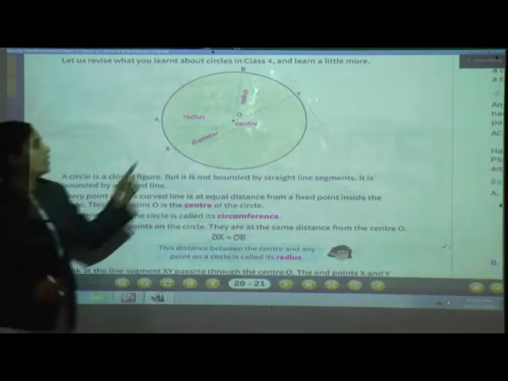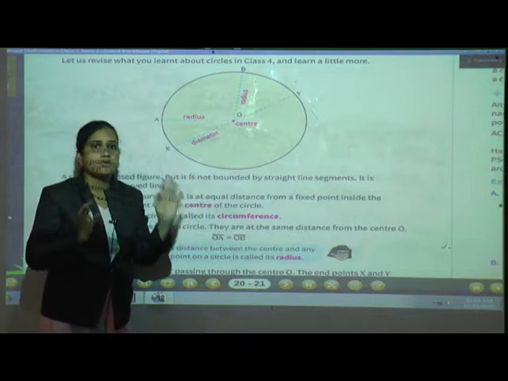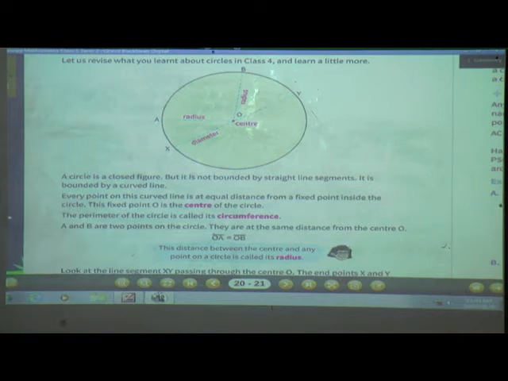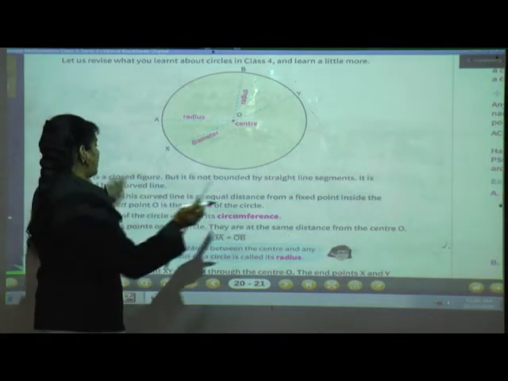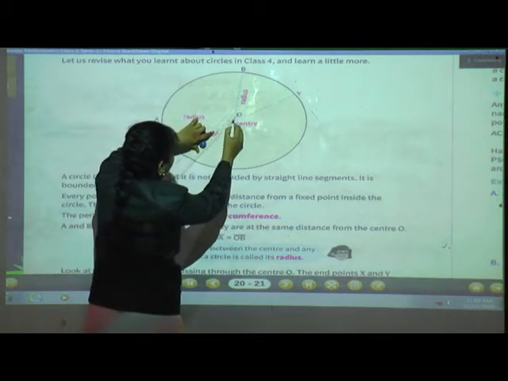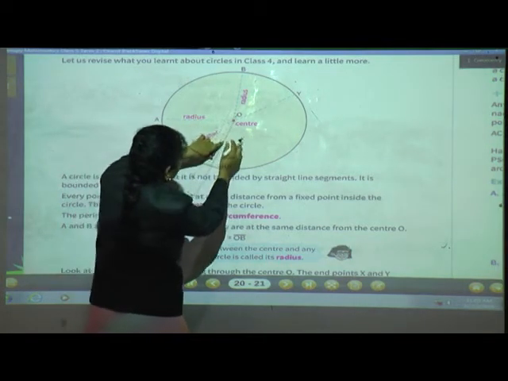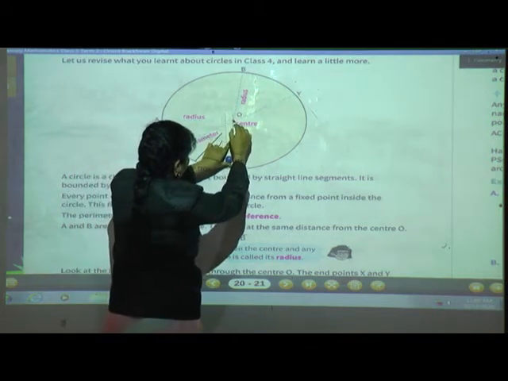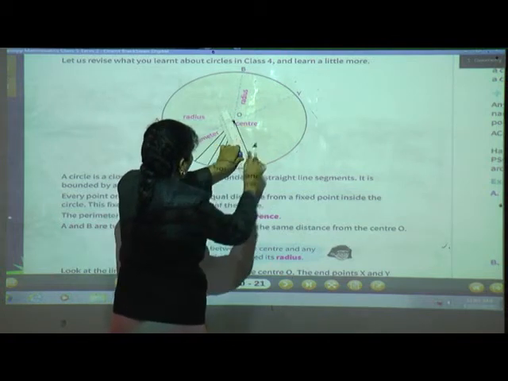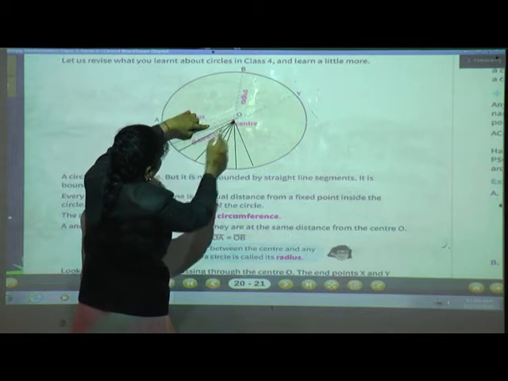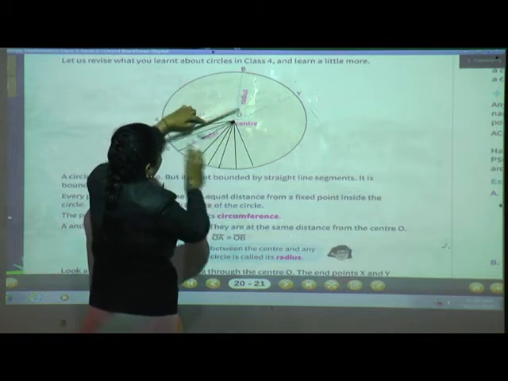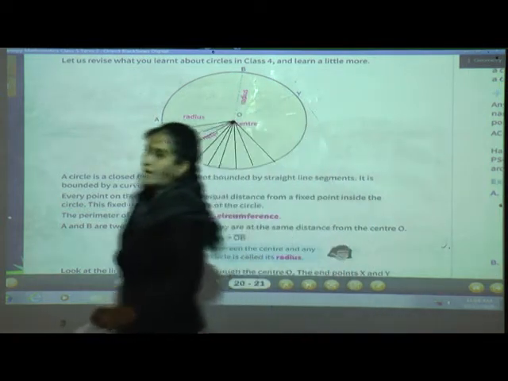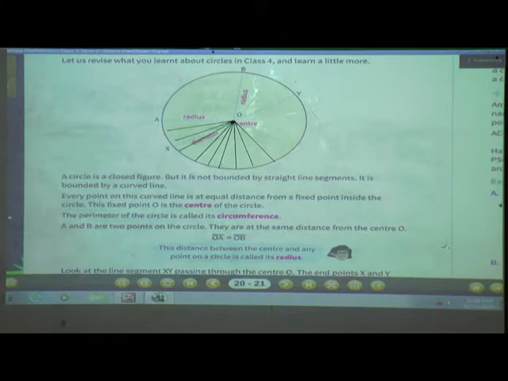See students, we can draw so many radii here, infinite radii. See how it should be, from the center to this circle. See, we can draw. Yes students, these are the radii. So you can draw infinite radii here. Now you see the next point.